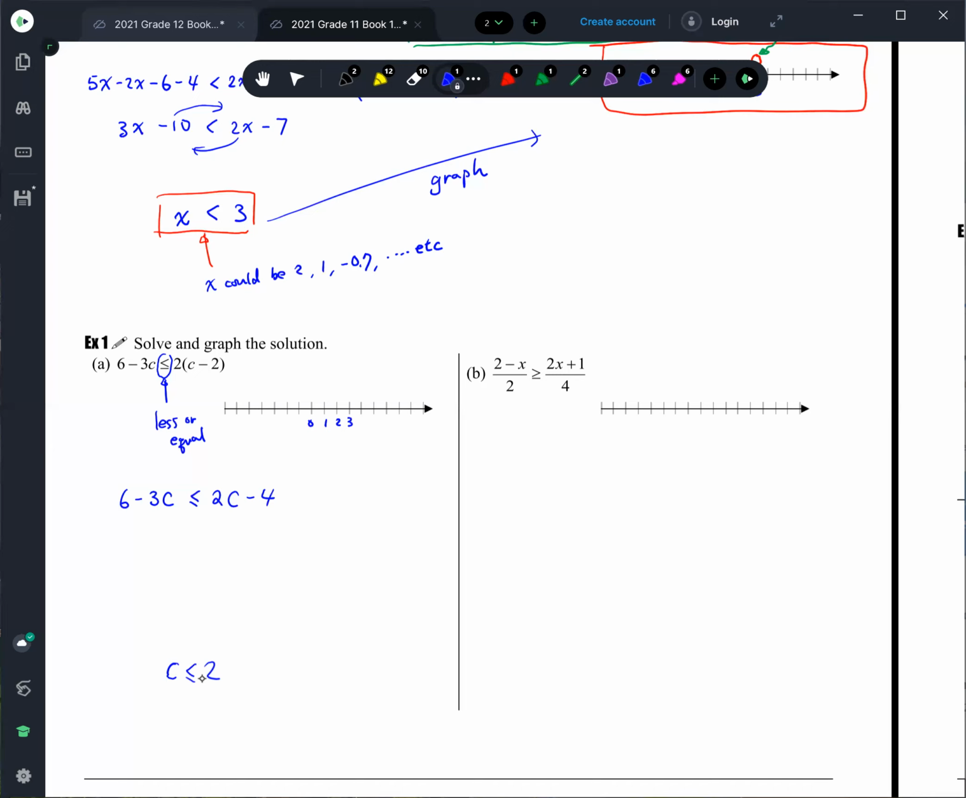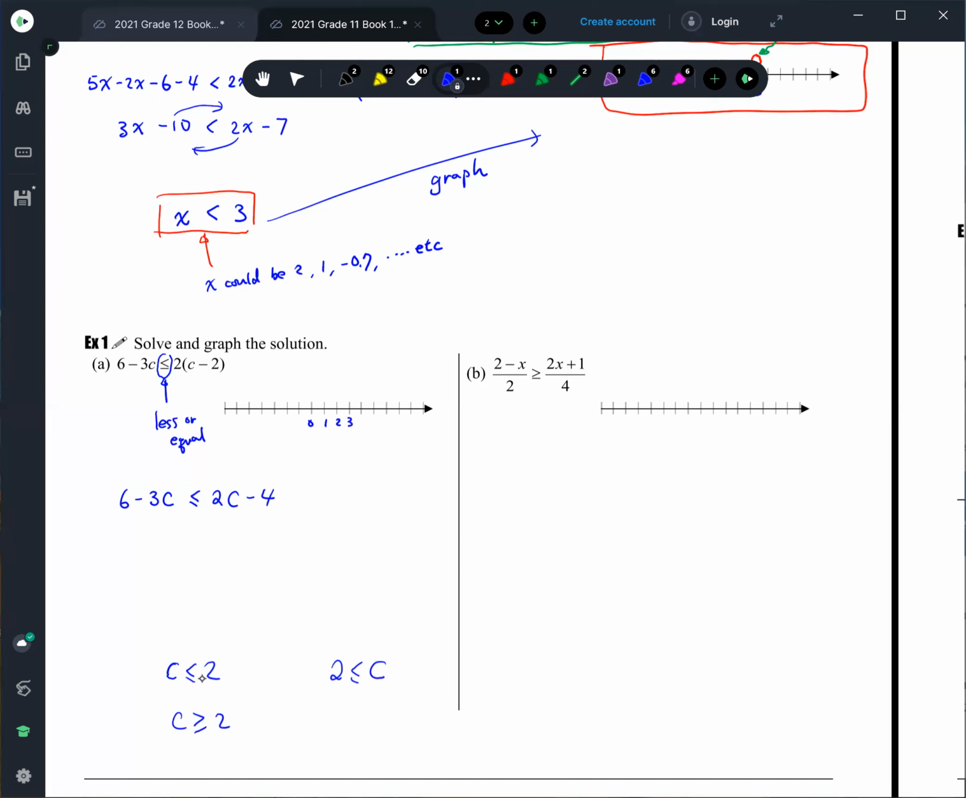Angelique? Yeah, Shanier? I got 2 is less than or equal to C. 2 less than or equal to C, but if we want to put the variable on the left side, how do you put it? Oh, on the left side. Yeah, always keep the variable on the left side. Yes, I got C is greater than or equal to 2. C greater than or equal to 2.